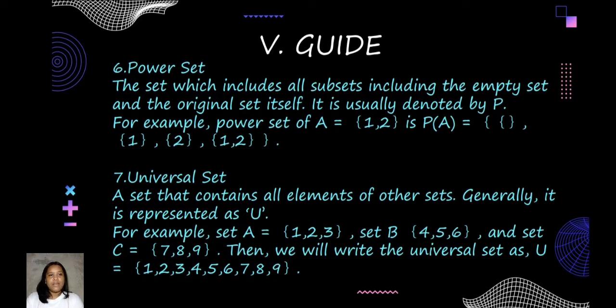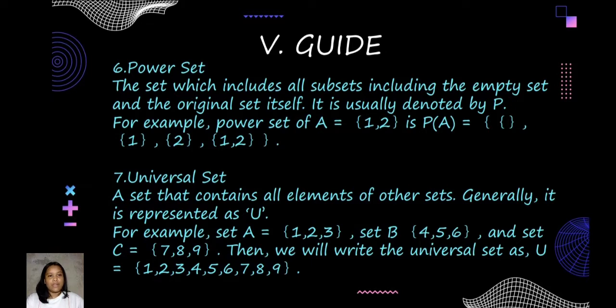7. Universal set. A set that contains all elements of other sets. Generally, it is represented as the letter U. For example, set A = {1, 2, 3}, set B = {4, 5, 6}, and set C = {7, 8, 9}. Then we will write the universal set as U = {1, 2, 3, 4, 5, 6, 7, 8, 9}.